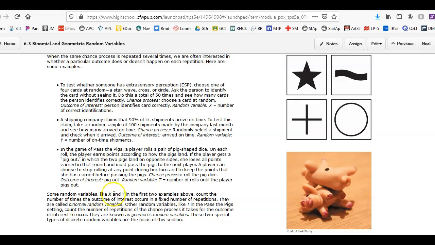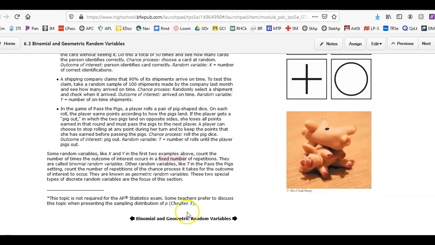Basically, if you're counting the number of successes in a fixed number of trials, we call this a binomial random variable. And if you're looking at a random variable that counts the number of repetitions until a success, we call that a geometric random variable. Both of these are discrete random variables, and that's going to be the focus of what we cover in this section.